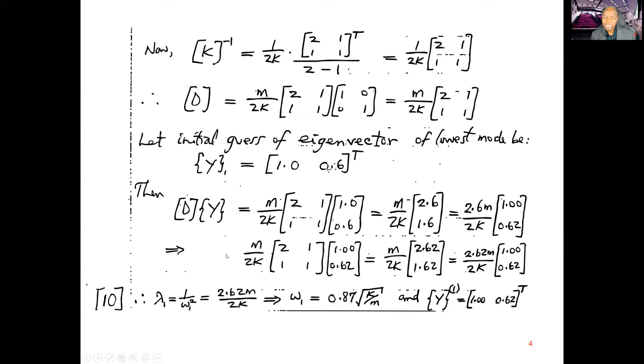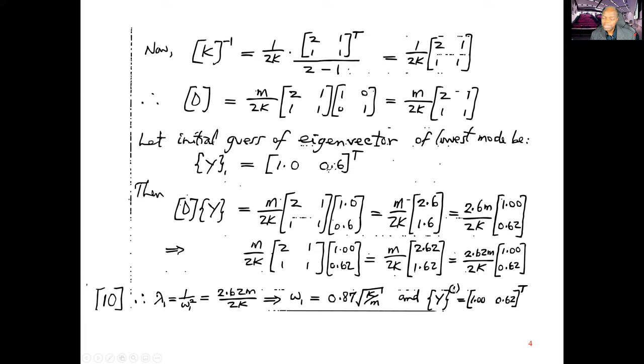So I'll say equals, there's an equal sign here. So Dy2 equals m over 2k into the matrix 2, 1, 1, 1, times 1.00, 0.62. So I multiply that again, I get m over 2k times 2.62, 1.62. So this time around, I bring 2.62 out of the bracket and I end up with 1.00, 0.62. Now, since this vector and the previous vector are the same, then I've achieved convergence. Hence, this coefficient will be my lambda 1. So lambda 1, which equals 1 over omega 1 squared, will be 2.62m over 2k. That will imply that omega 1 will be 0.87 square root of k over m.